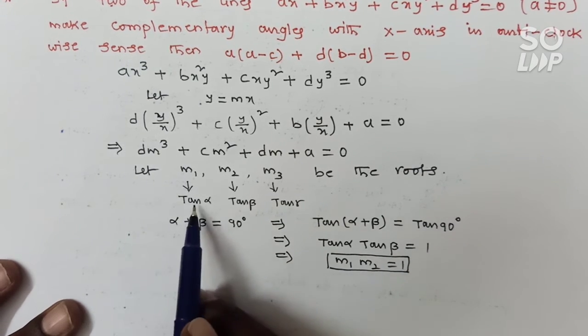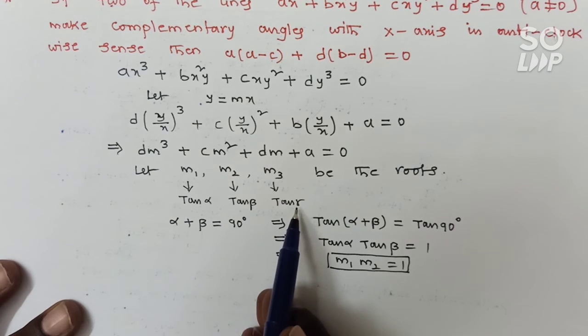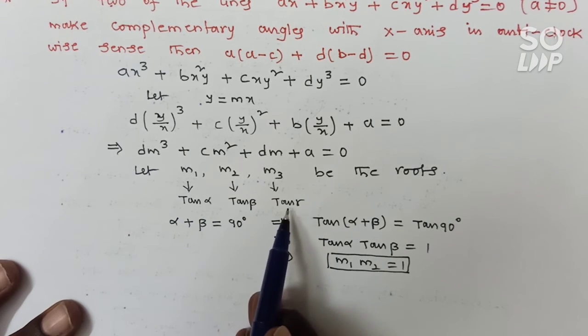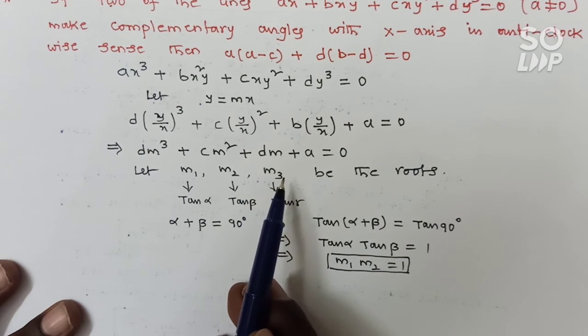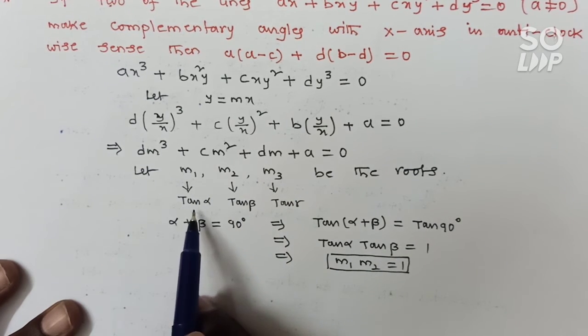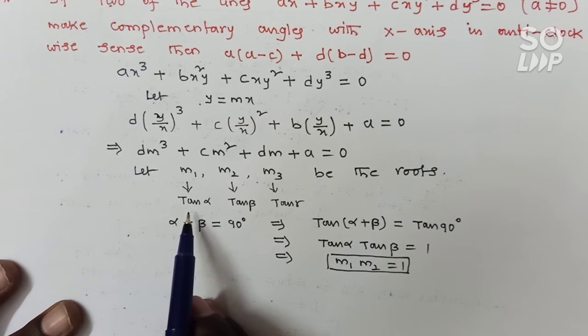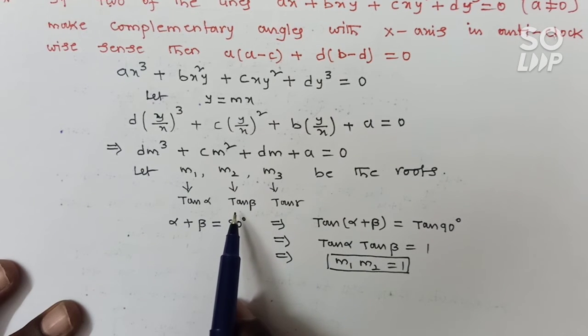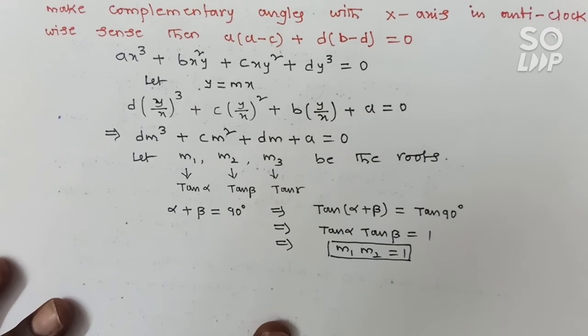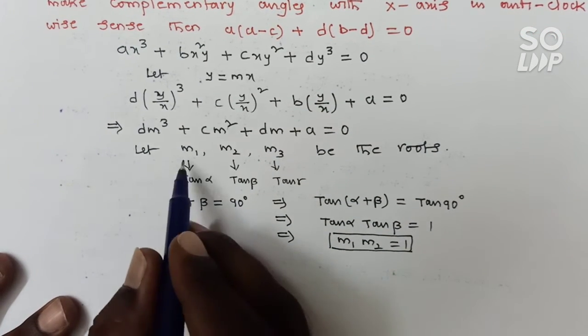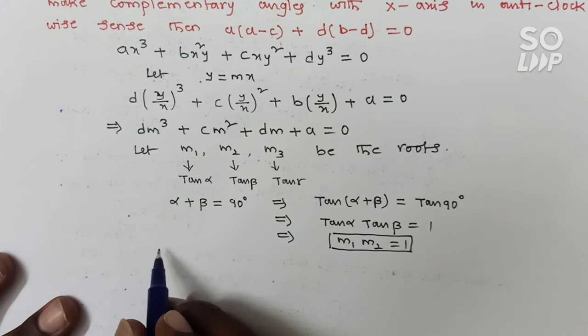Here in the above, alpha, beta, gamma are the inclinations of the lines whose slopes are m1, m2, m3 respectively. Then m1 will be equal to tan alpha, m2 will be equal to tan beta, m3 will be equal to tan gamma. Now after that, the product of the roots will be equal to what?